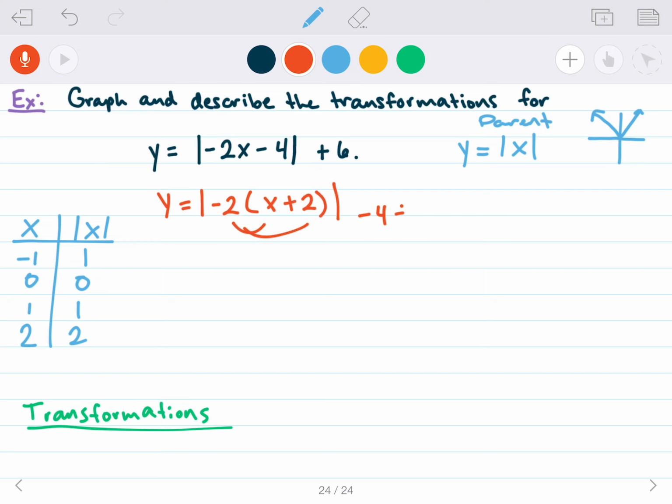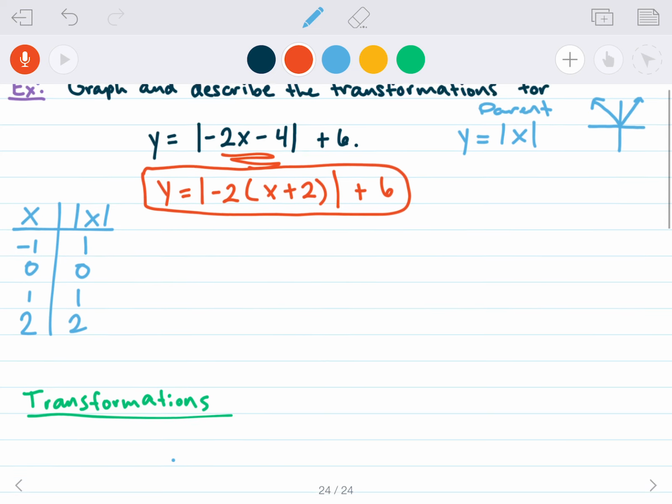Notice that when we distribute this back, we get exactly this. And I wanted to put it in this form so that my coefficient of x was 1. Right? That's when you can start saying things about horizontal shifts and stretches and so forth. All right, so that's that. And then we have the +6 at the end. So we want to look at this guy. Okay, so let's talk about the transformations.